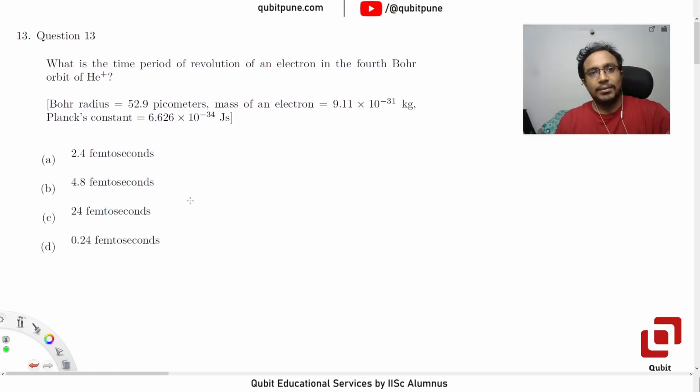What is the time period of revolution of an electron in the fourth Bohr orbit of He plus? Bohr radius is 52.9 picometers. Mass of an electron is 9.11 into 10 raised to negative 31. Planck's constant is 6.626 into 10 raised to minus 34 joule seconds. Time period is asked. Okay. What's the problem then?